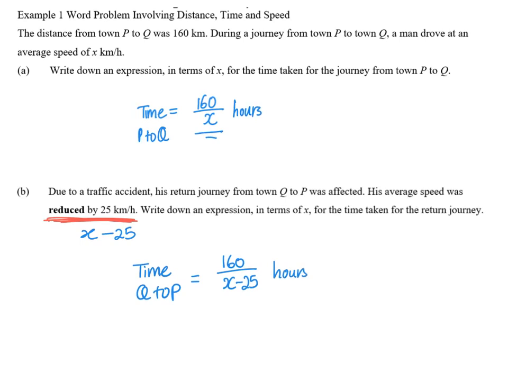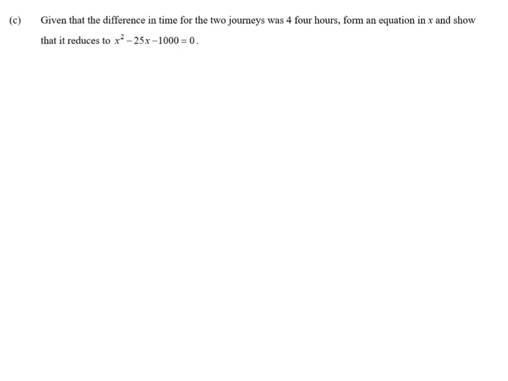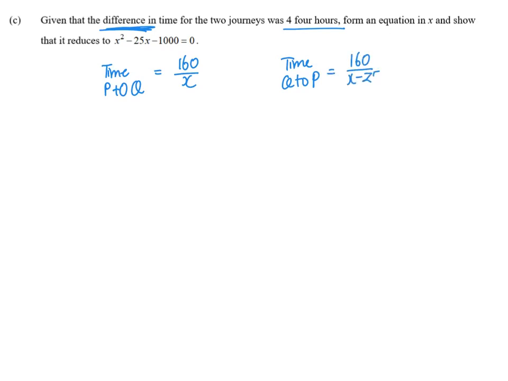So now let's keep these two pieces of information and use them to answer the next few parts of the question. Next one, given that the difference in time for the two journeys was 4 hours, how do you find the difference in time? Now we have two different timings. Time from P to Q was 160 over x. The second timing, time from Q to P, was 160 over x minus 25.